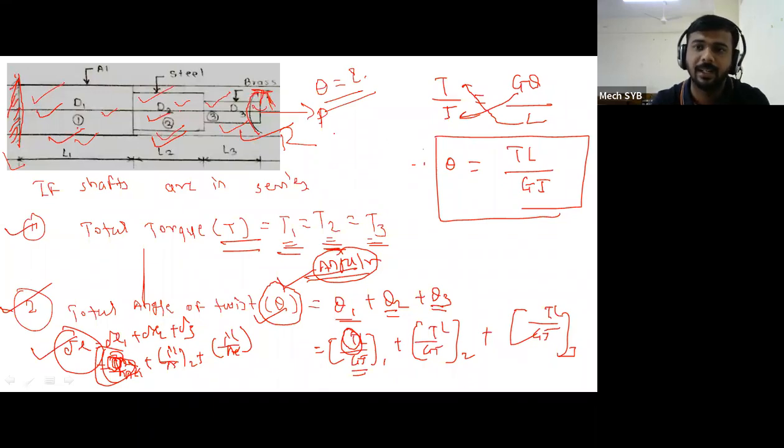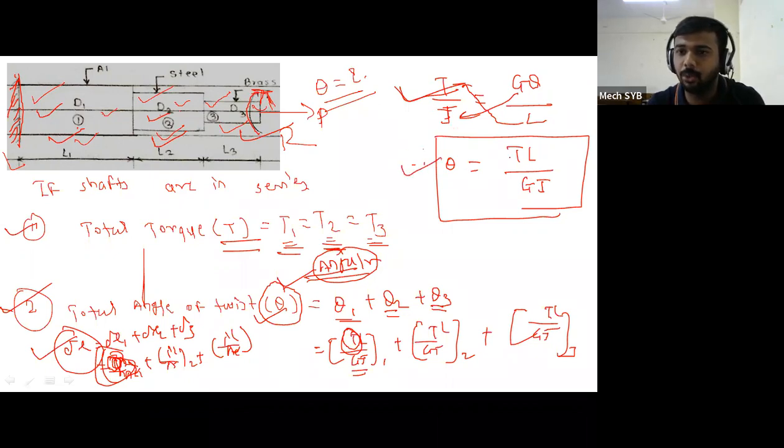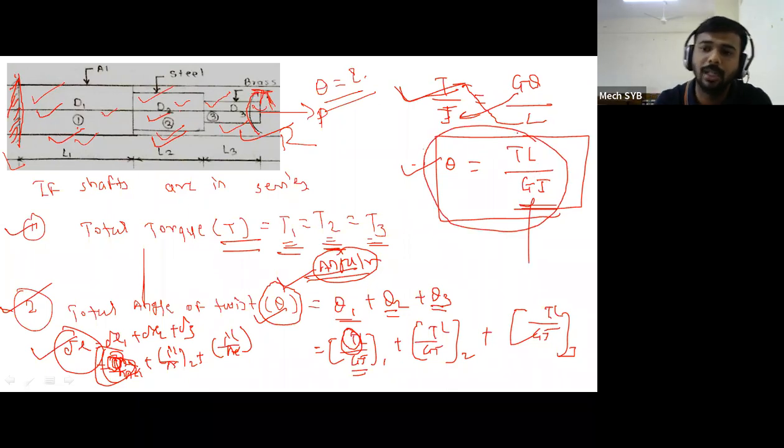And below this, write T upon J is equal to G theta by L. Below that, theta is equal to TL divided by GJ. Write down this term first. Theta is equal to T into L divided by G into J.